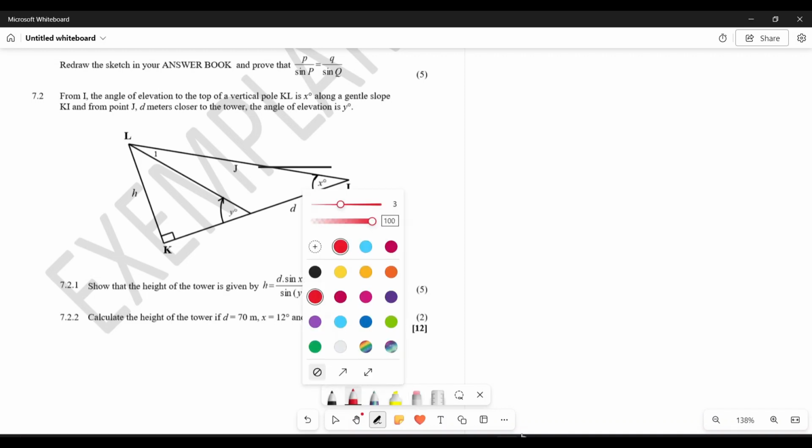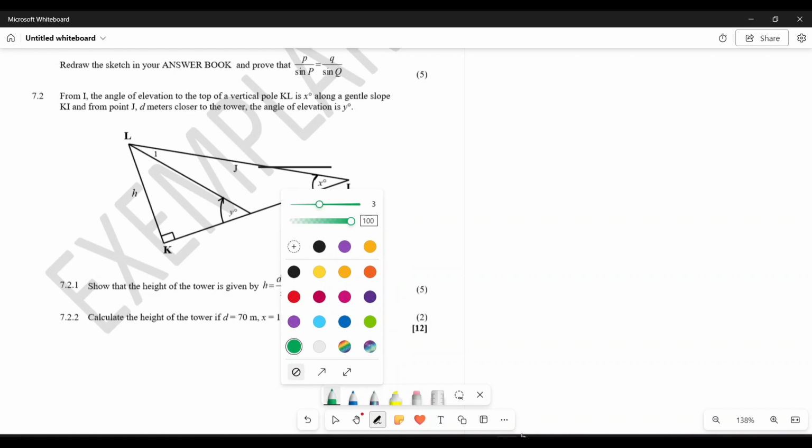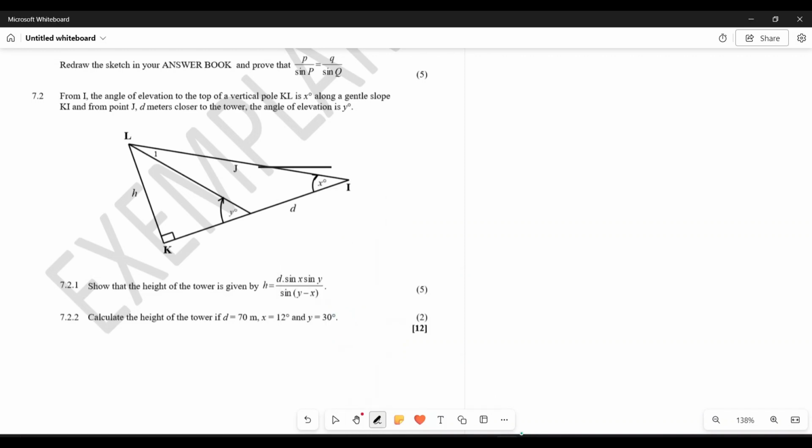Now, the question 7.2.1. So let me just change the color of my marker here. 7.2.1 shows that the height of the tower, which is this H, can be given by this equation right over here. Now, first things first, I'm going to try to work in this smaller triangle, right? And try to prove, because you could see here, I have my sine identities, and I'm also going to try to put my h in terms of sine using the first small triangle.